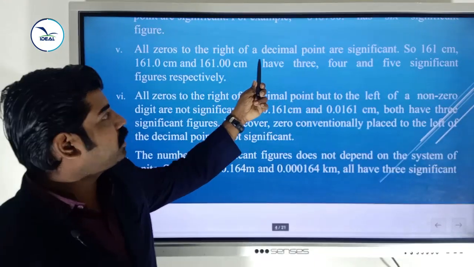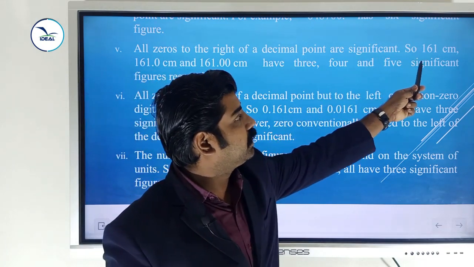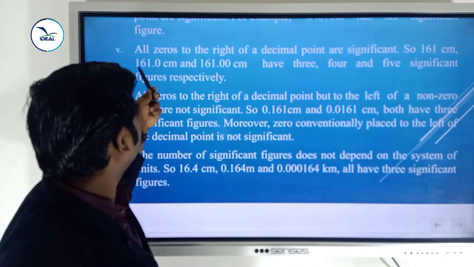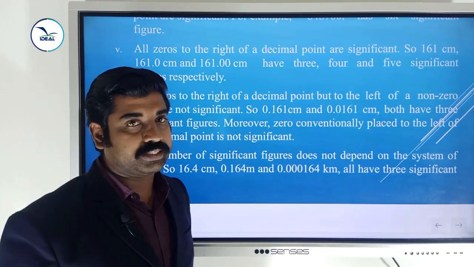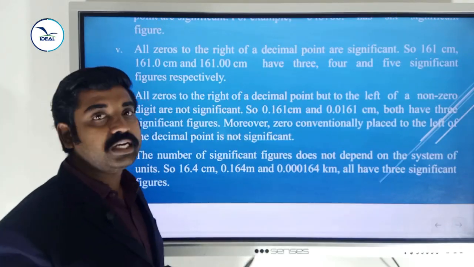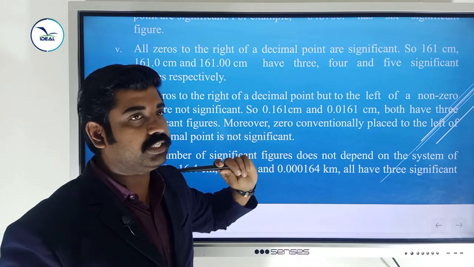Then the fifth point: all zeros to the right of a decimal point are significant. So 161 centimeter is equal to 161.0 centimeter. Both are the same but the significant figures are different. 161 consists of 3 significant figures.